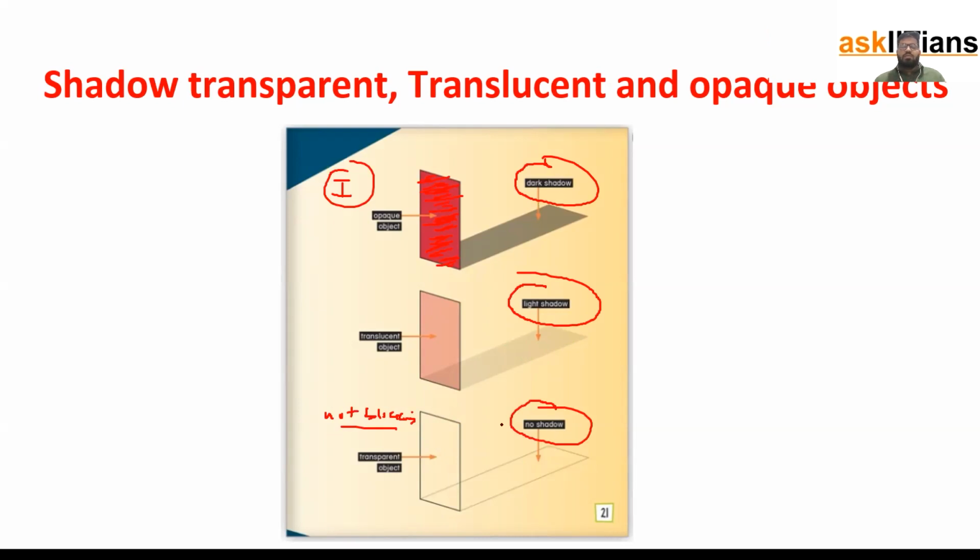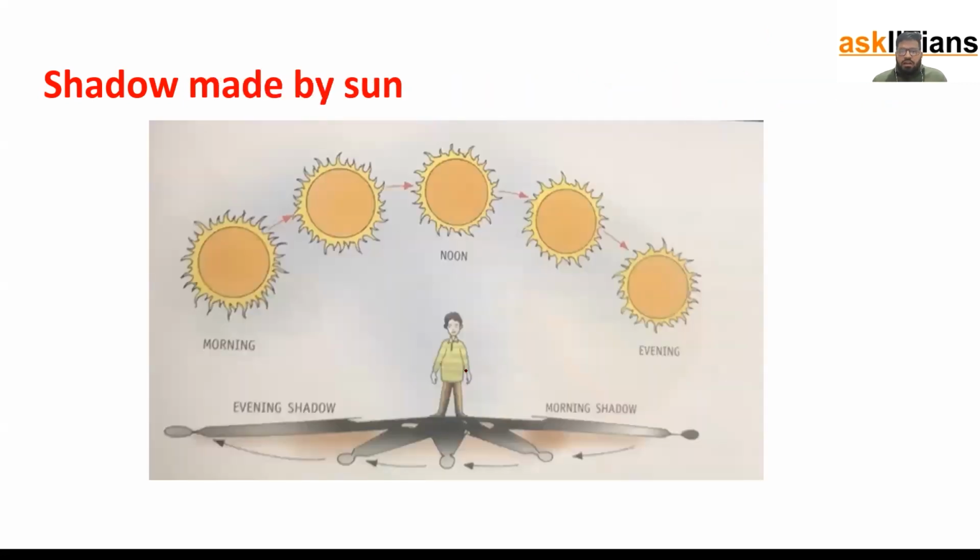So the most prominent shadow will be observed in case of an opaque object. You can observe some light shadow in the case of a translucent object because it will block some part of light due to its property. But in the case of a transparent object, no light is blocked. So you will observe no shadow in that case, because for formation of shadow, blocking of light is the necessary condition. Done? Okay. So now this is a diagram.